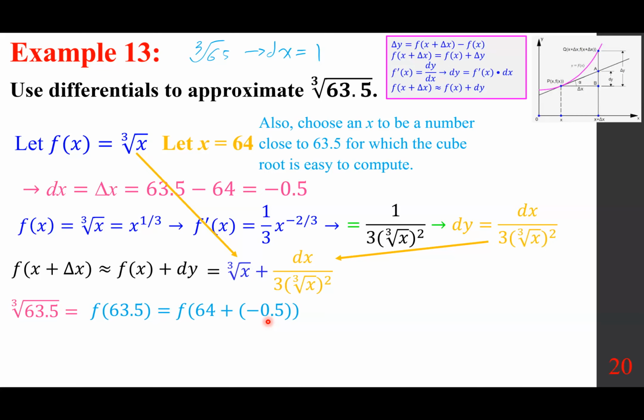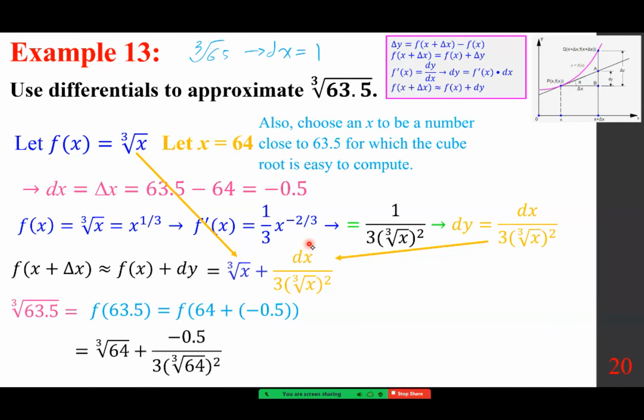So plug in. In this, we replace the x with 64. In this, we do the same thing, and dx is minus 0.5. Now, of course, cube root of 64, we know it to be 4. So this is obviously 4. This is 4. When you square it, it becomes 16, times 3 is just 48. 4 squared is 16. 16 times 3 is 48.